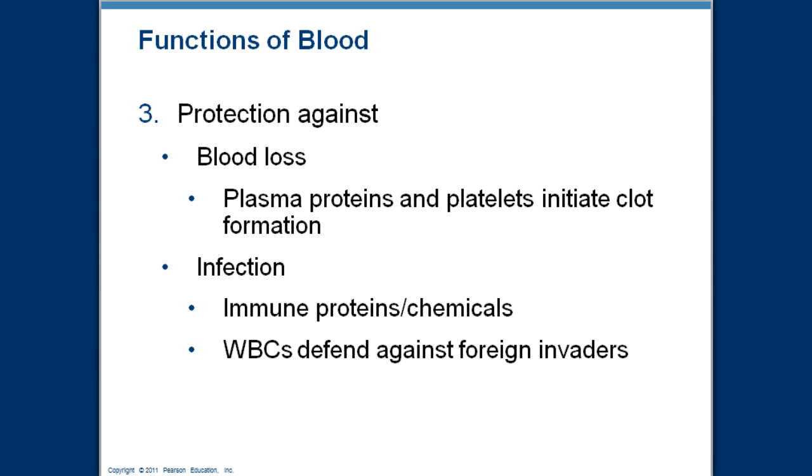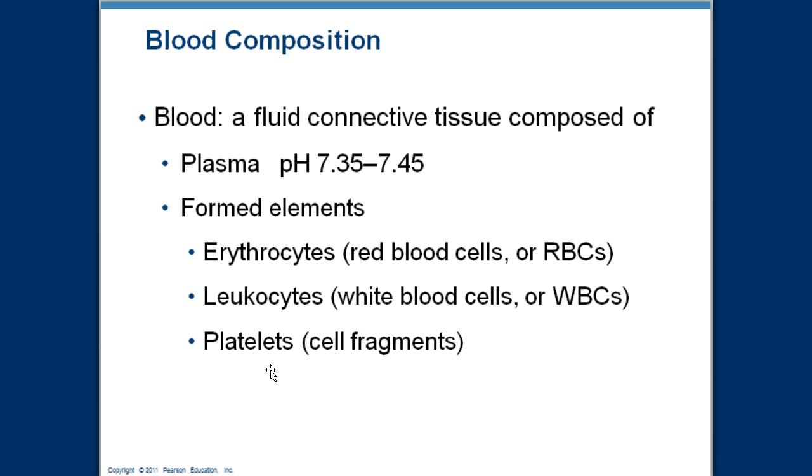Your bloodstream also protects you from infection. You have a number of different types of proteins or chemicals floating around in your bloodstream that have antimicrobial or antiviral properties to them. And then you have a host of white blood cells that produce some of these proteins and do a lot to protect you from invasion. We'll talk about all of that in chapter 20, I believe, is the immune system, or 21.